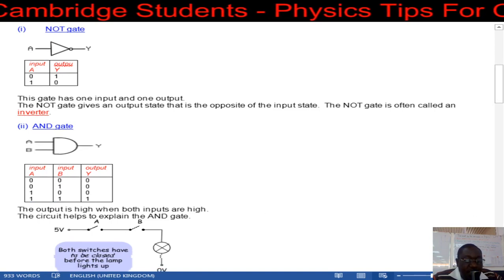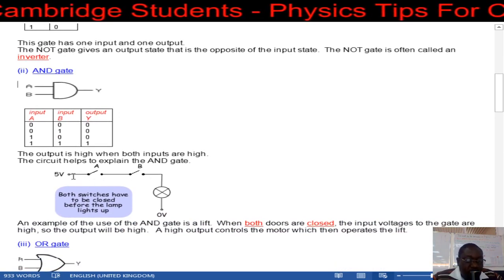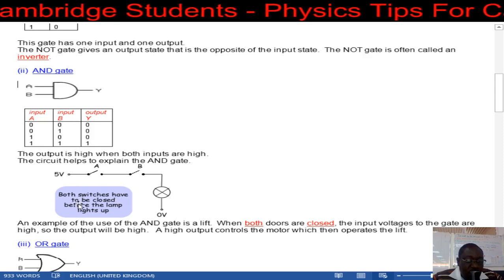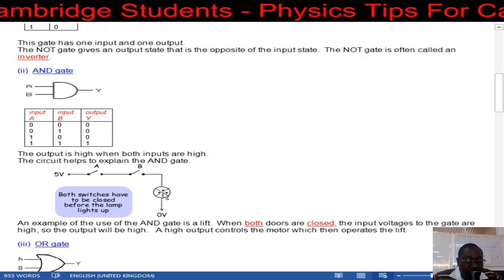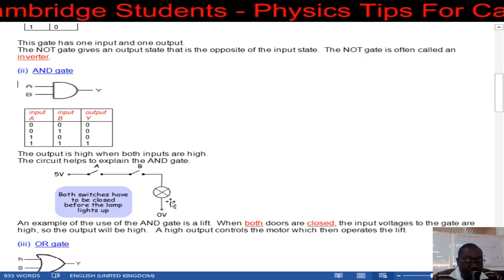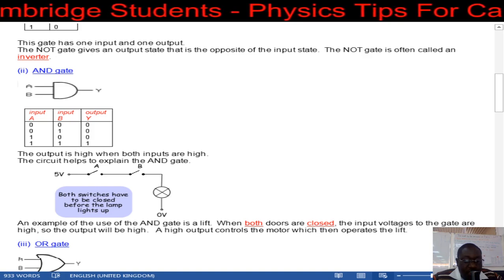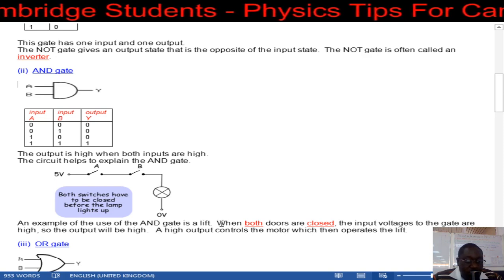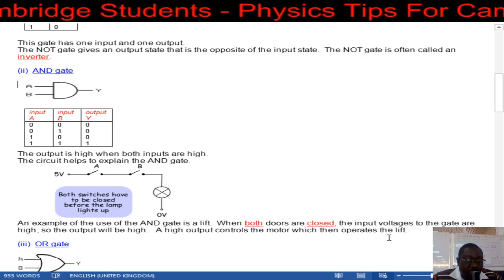Now, to illustrate this AND gate, we can have two switches connected in series. And we have 5 volts entering into the bulb. Now, if both switches are closed, that's when you can have the bulb switching on. If one of the switches is open, the bulb will not light. So a high output controls the motor, which then operates a lift. So this could work in a lift situation. That is, when both doors are closed, the input voltages to the gate are high, so the output will be high.